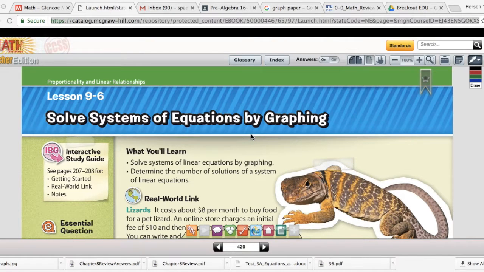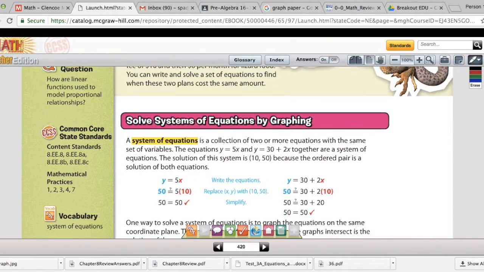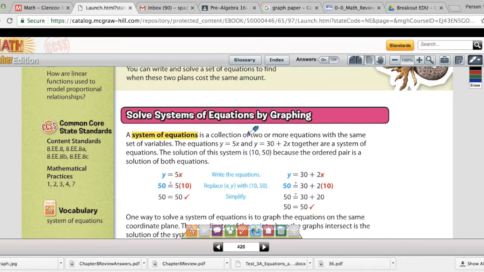In Lesson 9.6, you're going to be solving systems of equations by graphing. And you have one vocabulary word, which is systems of equations. A system of equations is just a collection of two or more equations with the same set of variables. So we have y equals 5x and y equals 30 plus 2x. Each of those has an x and a y, so that is called a system.